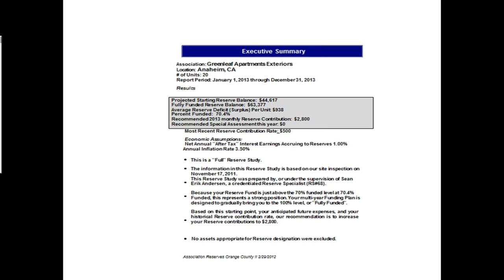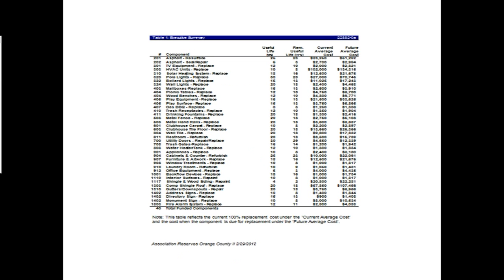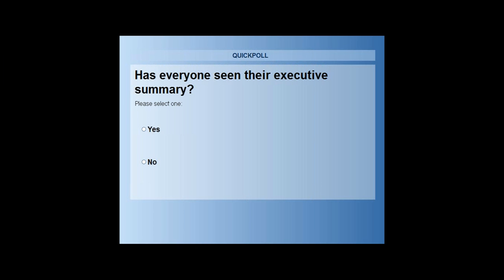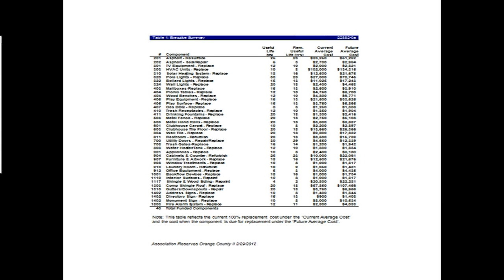You should each have gotten an executive summary of your reports that is going to give you a snapshot of everything we just discussed. It presents the entire reserve study in just a few pages. It will give you a snapshot of what we saw in your community. And as part of the executive summary, you're going to have a component list. I'm going to ask Paige to pull up the next poll. Has everybody had a chance to look at your executive summaries? Great, great. Glad to see that.